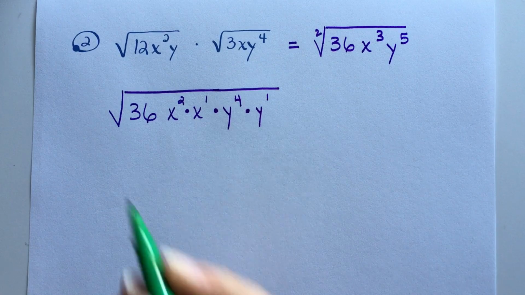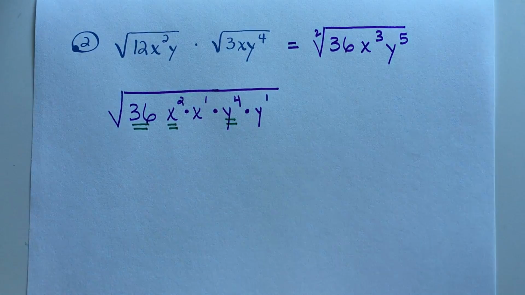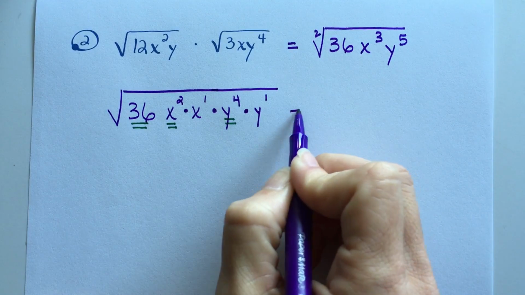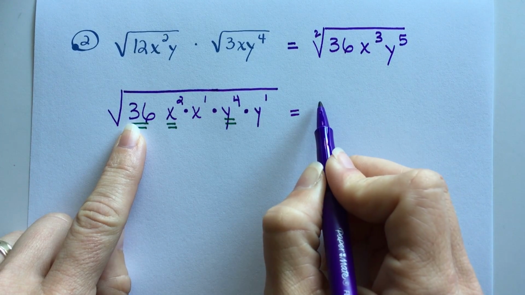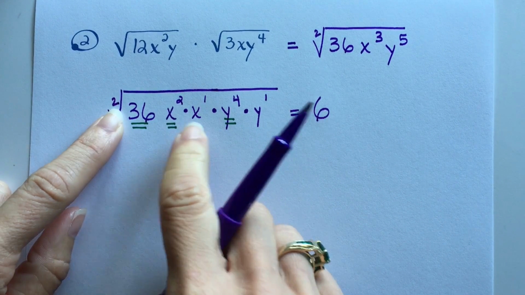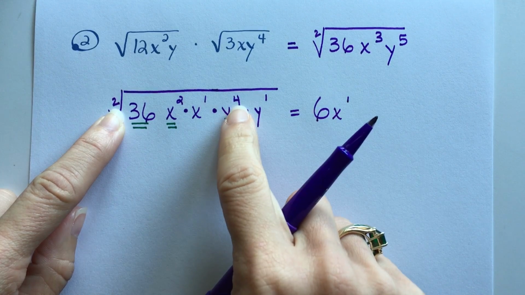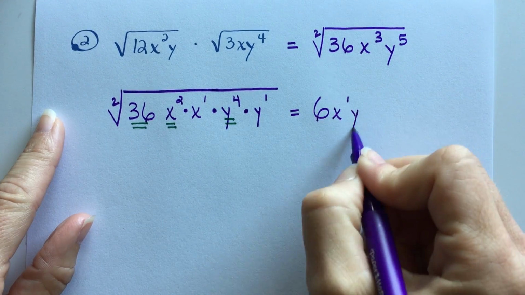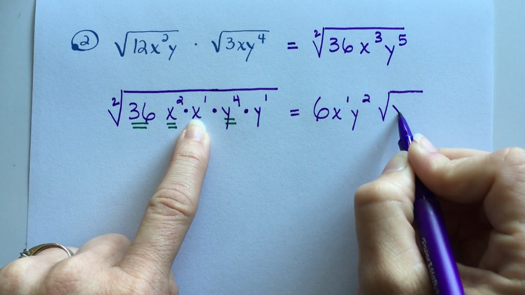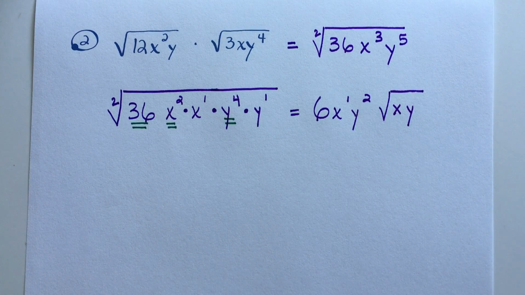So the 36 is a perfect square, x squared is a perfect square, y to the 4th is a perfect square. So square root of 36 is 6. Now remember, you got an understood 2 right here. So 2 will go into 2 one time. 2 will go into 4 2 times. And then you're left with the x and the y underneath. So that would be your final answer there.